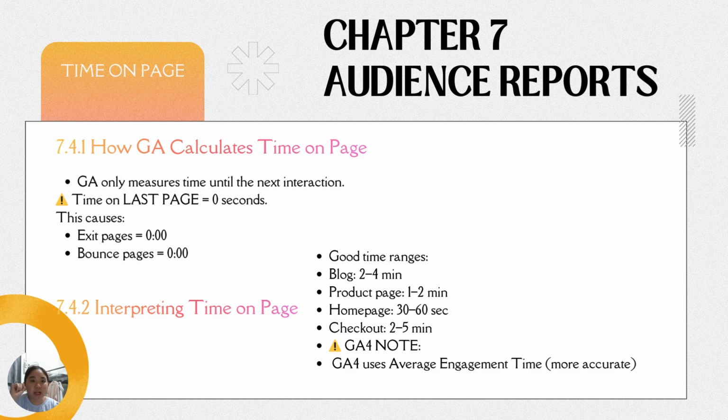So how does GA calculate the time on page? GA only measures time until the next interaction, so time on the last page equals 0 seconds. This is called the exit page, and the bounce rate is 0. About interpreting time on page, a good time range for a blog is about 2 to 4 minutes. Homepage is 30 to 60 seconds.